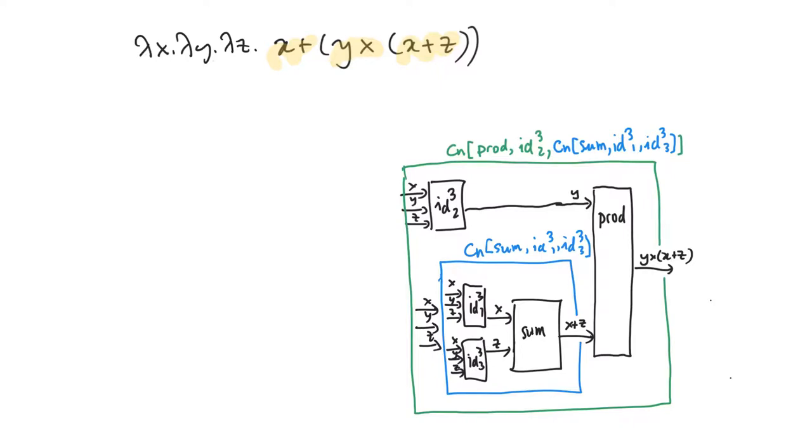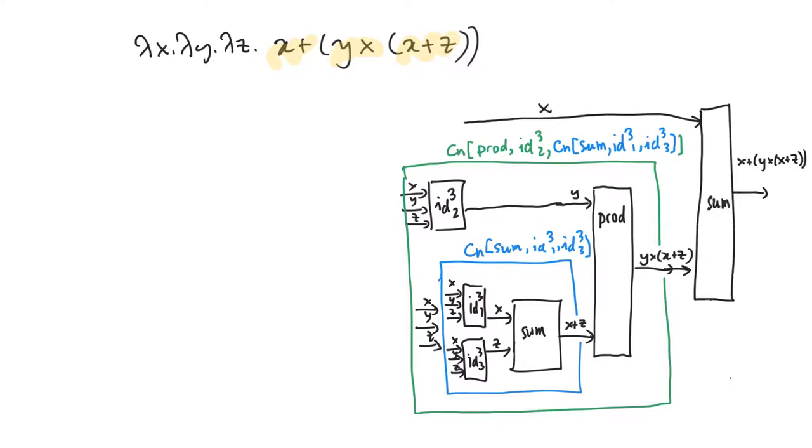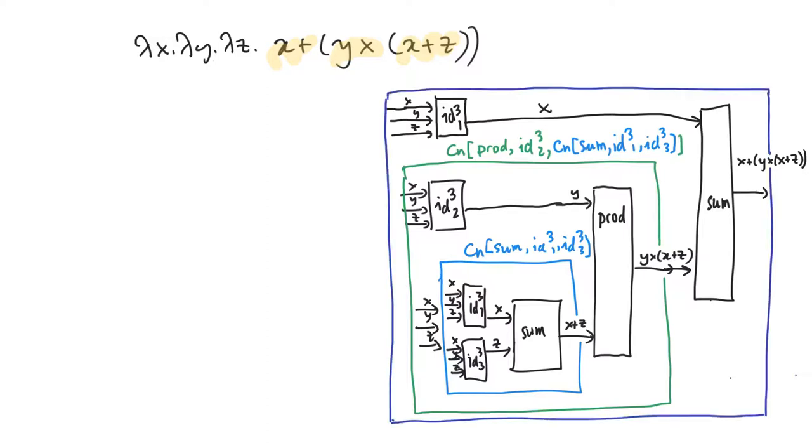So what we want to do now at the end is do a sum, which sums together X and the result of the rest of the calculation. And to feed the X in, we'll just need another ID function, in this case ID 3.1, to select X out of X, Y, and Z. And then to stick these together, we just need one more composition. So the whole result is the composition of this sum function with this ID function with this whole thing here.